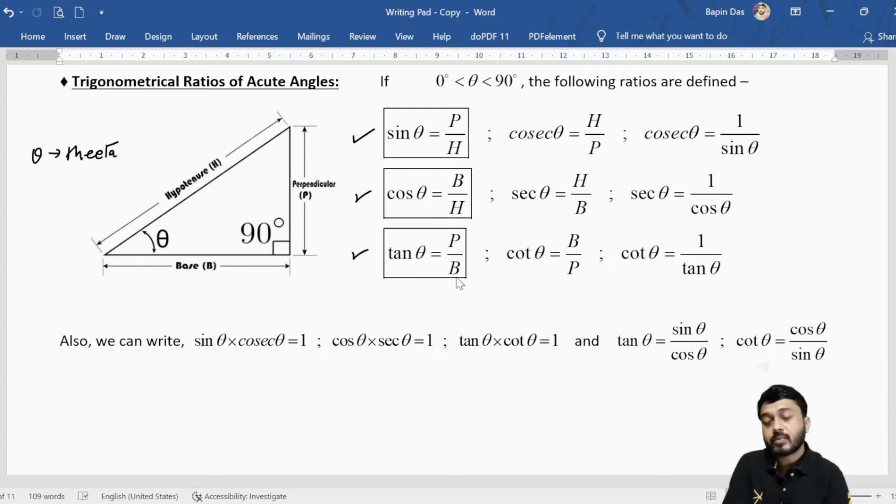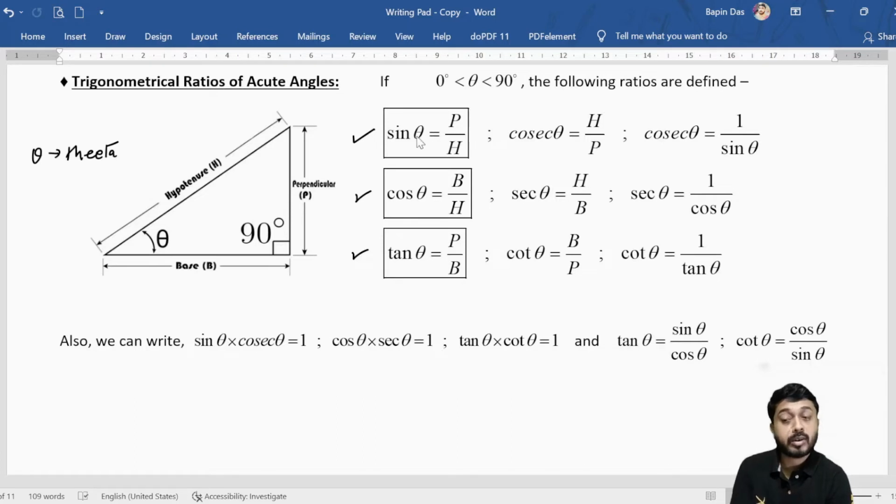All right, the reciprocals of these three basic ratios are also defined. The reciprocal of sin theta is cosec theta, equal to h upon p, that is hypotenuse upon perpendicular. For cos theta it is sec theta, equal to hypotenuse upon base, and the reciprocal of tan theta is cot theta, equal to base upon perpendicular. Just the reciprocal, keep it in mind.